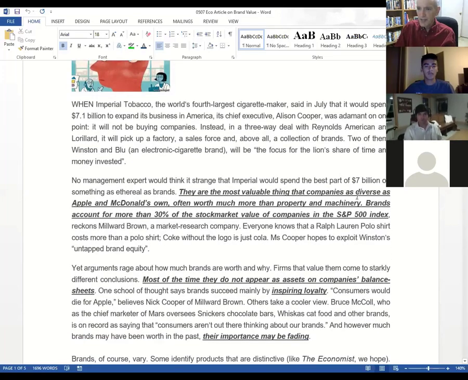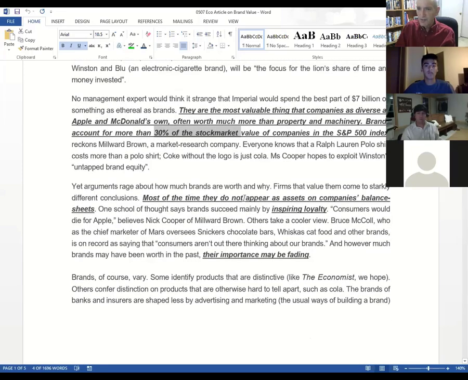So the most valuable thing that a company as diverse as Apple or McDonald's owns is their brand. It's more valuable than their property and equipment. It can account for 30% of their stock value. Now, you want to ask, well, how do you calculate that? I'll show you how you calculate it. Most of the time, they don't appear on the balance sheet anywhere.